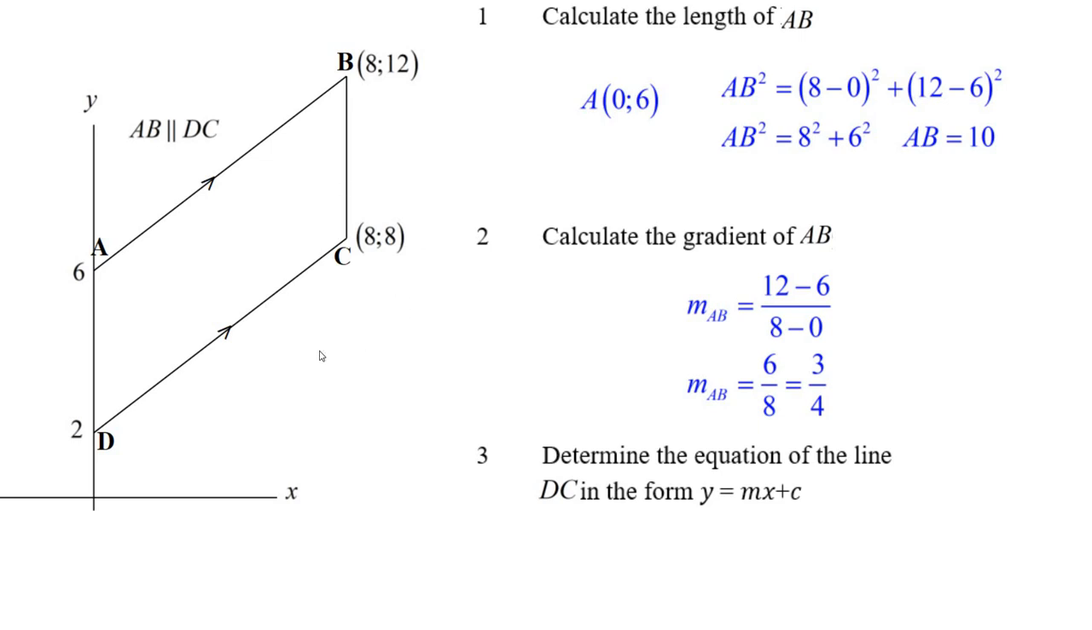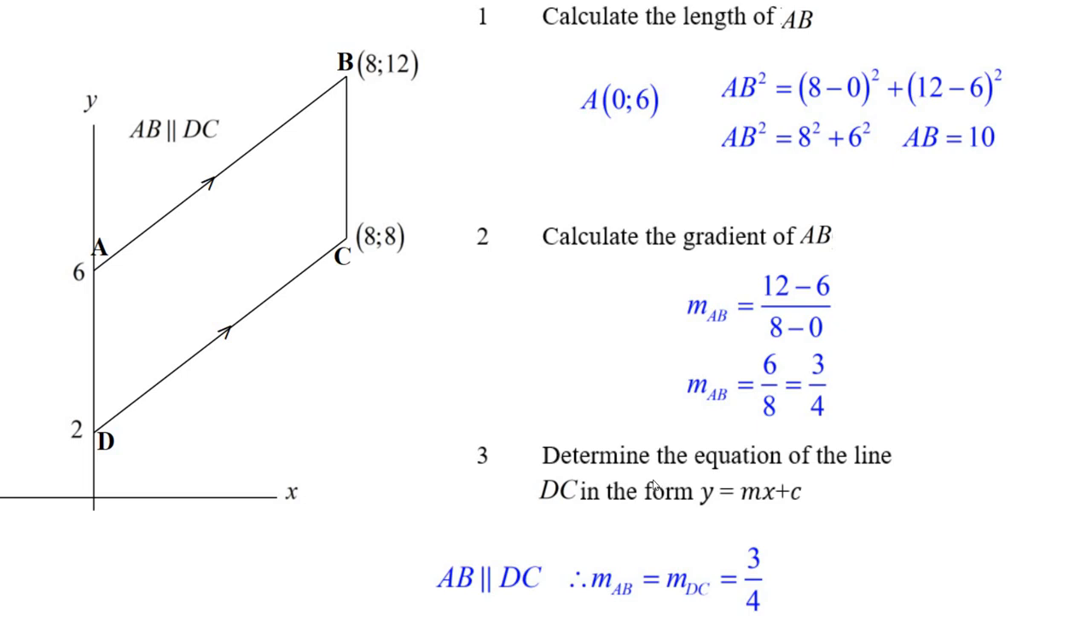But the next question says determine the equation of the line, and you want it in the form y equals mx plus c. But it's this line down here. You're told that AB is parallel to DC. Well, we just figured out the gradient of AB is 3/4. These two lines are parallel. What's the story again about parallel lines? Oh, their gradients are the same. So if AB is parallel to DC, the gradient of AB is the same as the gradient of DC.